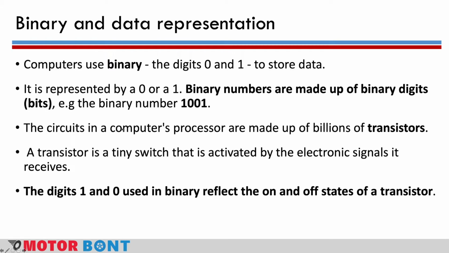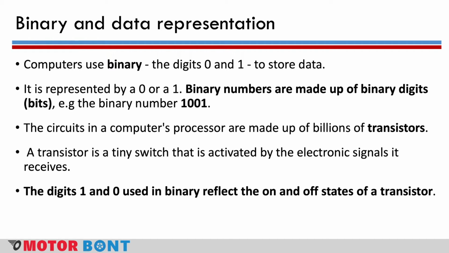Now, inside a computer's processor, which is like the brain of a computer, there's billions of what we call transistors. And a transistor is a switch. If you think of a switch like a light switch, it's either on or off. And that really is what the digits in binary represent. A 1 is on and a 0 is off.